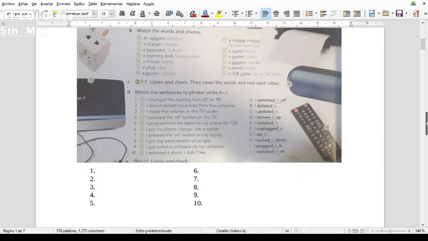Number 2, the verb is disconnect. I disconnected my printer from the computer. Which phrasal verb do you think? I made the volume on the TV louder. I pressed the off button on the TV. Number 5, I programmed the alarm on my mobile or my phone for 7:30. Number 6, I put my phone charger into a socket. 7, I pressed the on button on my laptop.